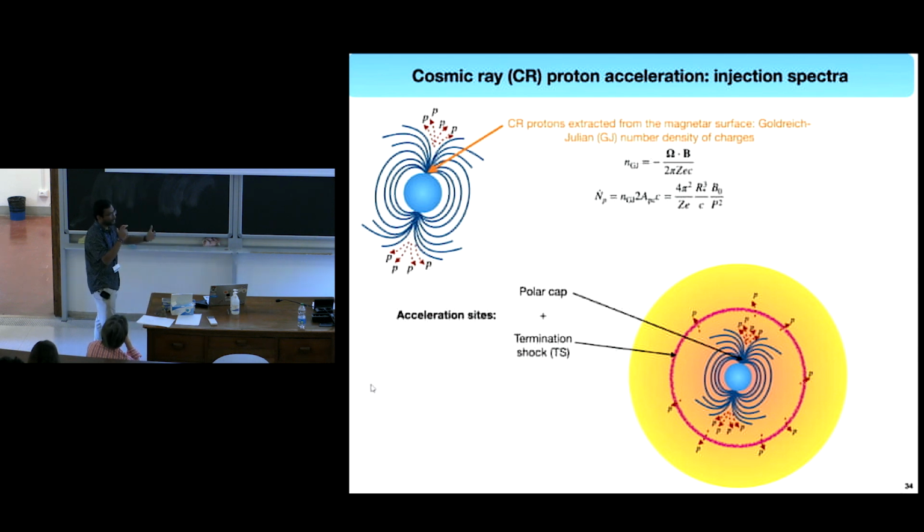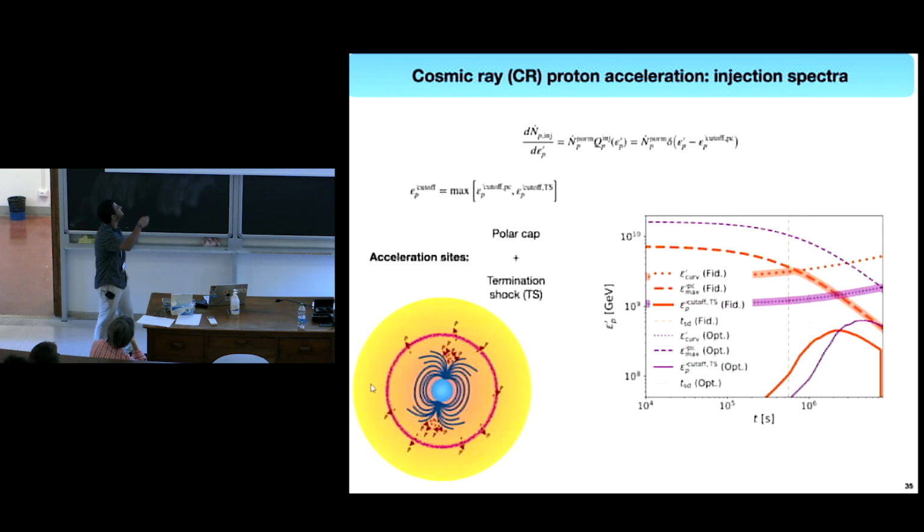Because of these really high magnetic fields, this is thought to be a good conductor. So you have electric fields that are generated, and that pulls out charges from the crust of the neutron star. That number density was calculated a long time back in the 1960s, and that's given by the Goldreich-Julian charge density. Okay, so once you have pulled out the charges, you're happy, and now you want to accelerate them. Two sites, the polar cap and the termination shock region.